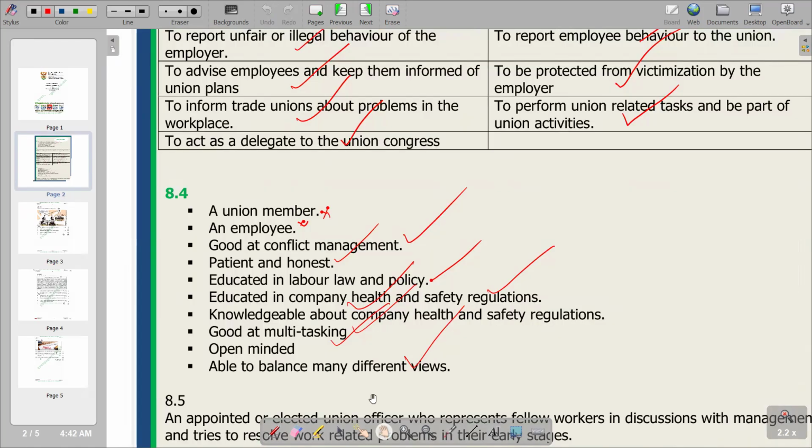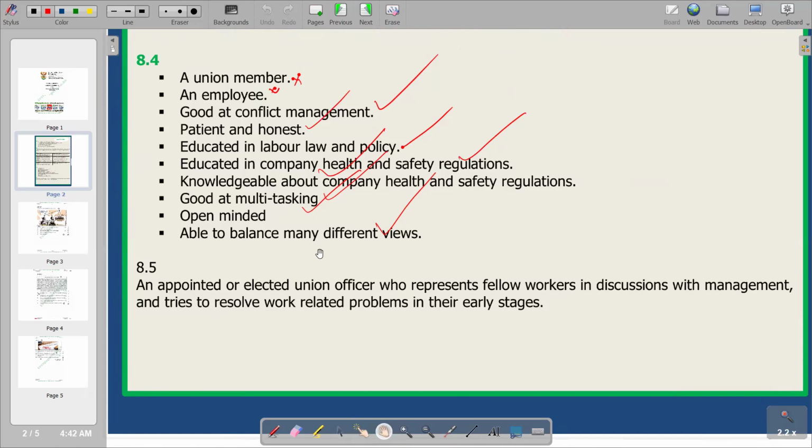The other section whereby we are saying it's an appointed or elected union officer who represents fellow workers in discussions with management and tries to resolve work-related problems in their early stages. So that's the description that we have in terms of the shop steward.